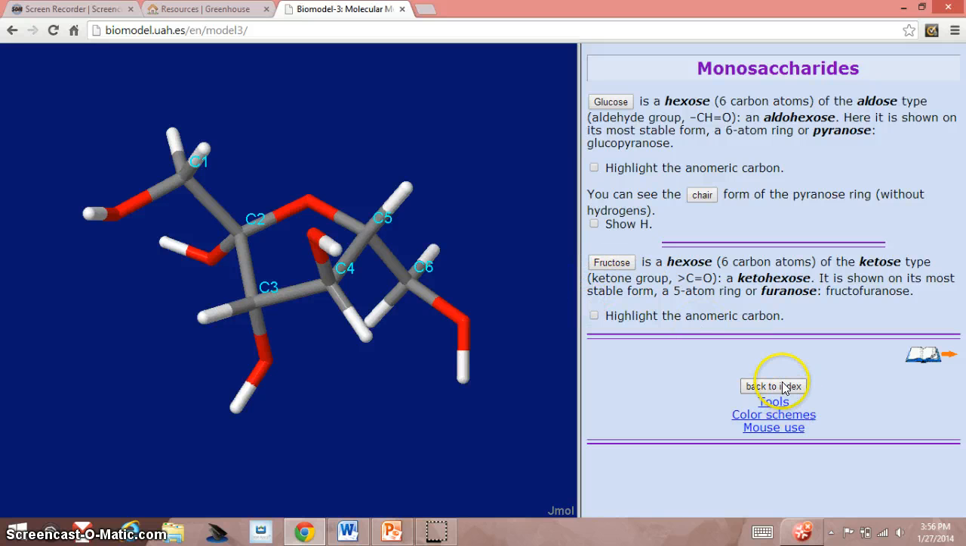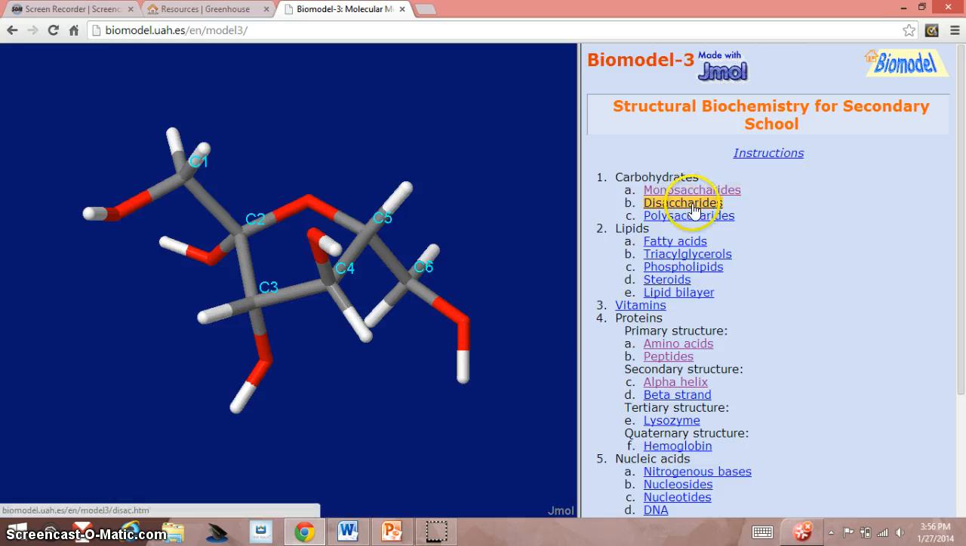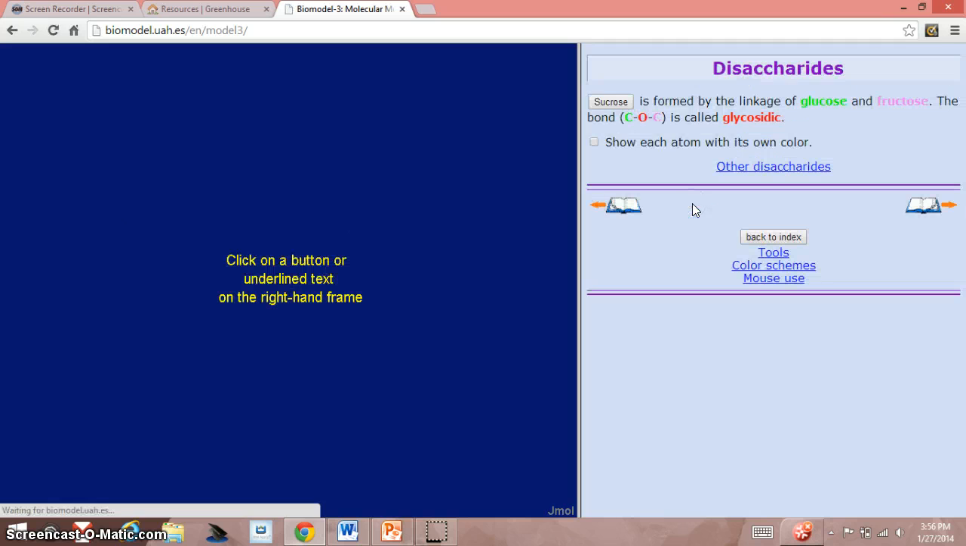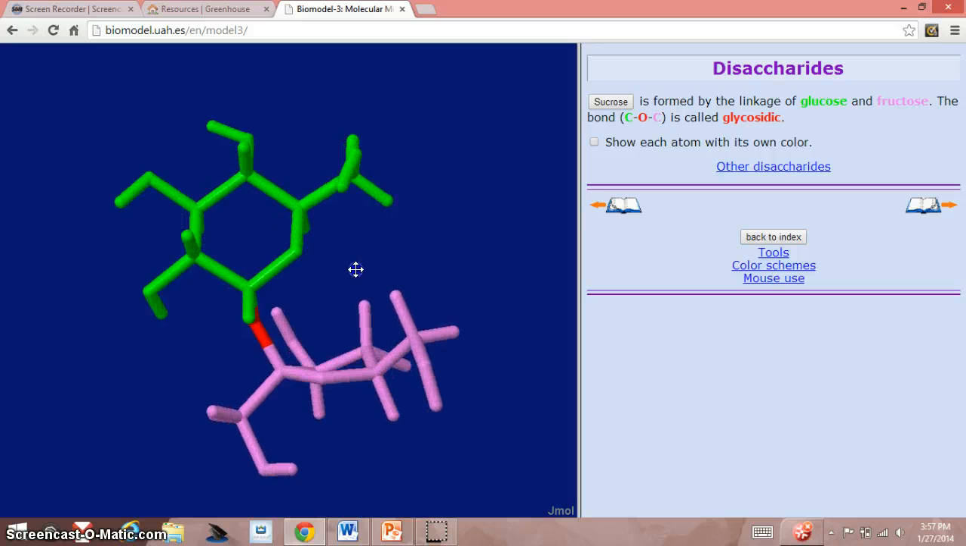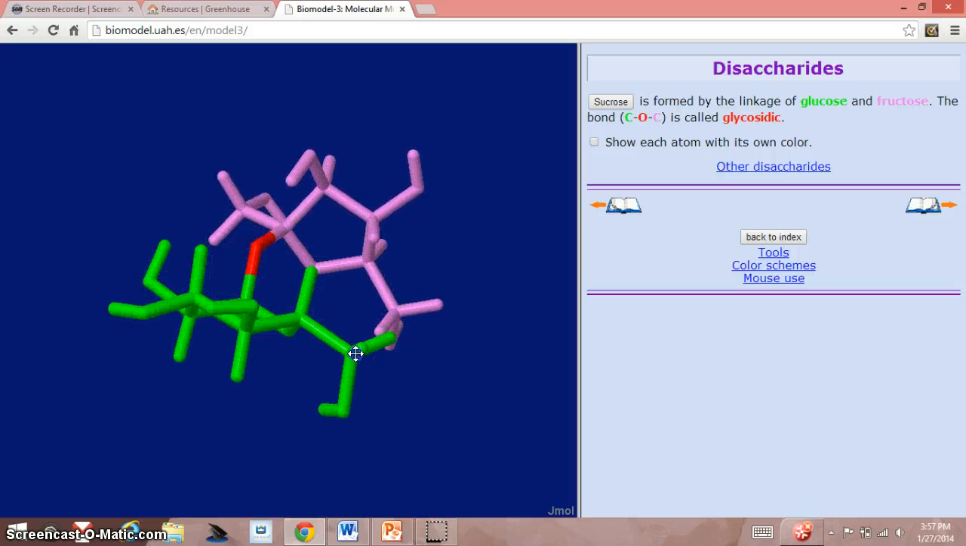Now we're going to go back to the index and choose disaccharides. Think about what this term means, disaccharides. There are 2 monosaccharides that are going to join to form sucrose, and if you look here in the instructions, it tells you what they are. However, your question asks you to say what they are and then say which one is in green and which one is shown in purple. Next we'll look at this molecule, and here's our molecule of sucrose. So it looks like glucose is in the green and fructose is in the purple.